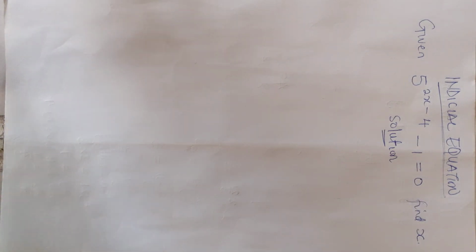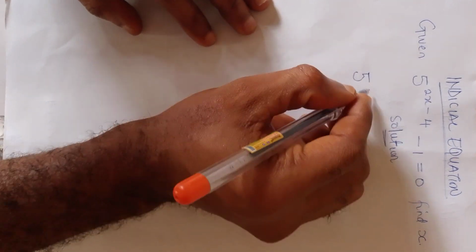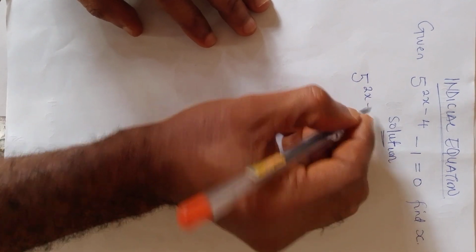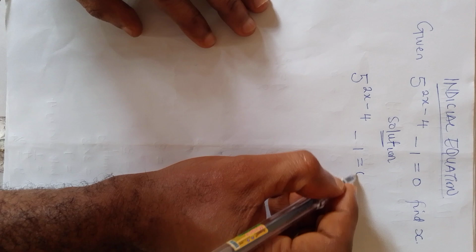Hello viewers, still on indicial equation. We are going to solve this problem. We have 5 raised to the power 2x minus 4 minus 1 equal to 0, and we're asked to find the value of x. So, start a solution. We have 5 raised to the power 2x minus 4 minus 1 equal to 0.